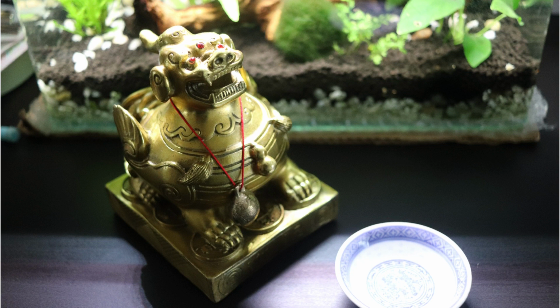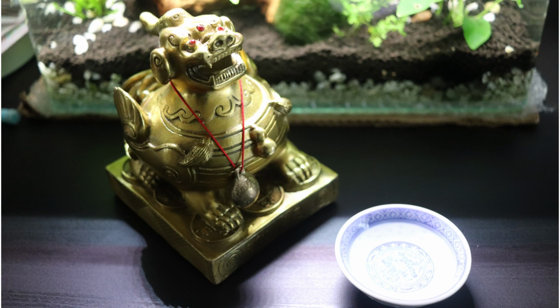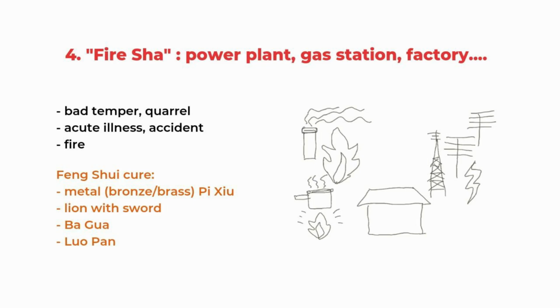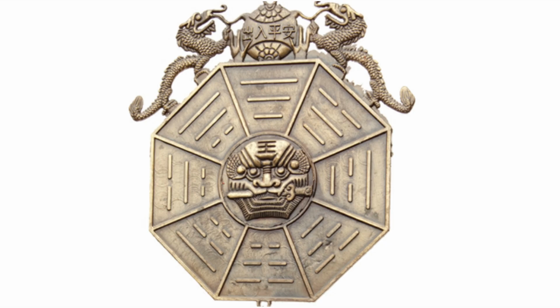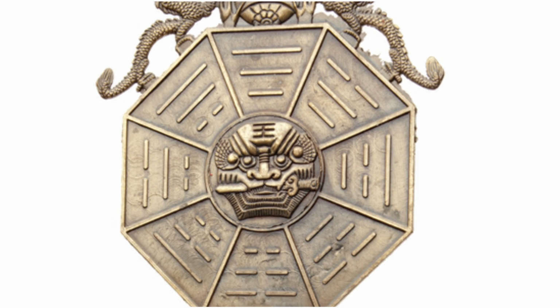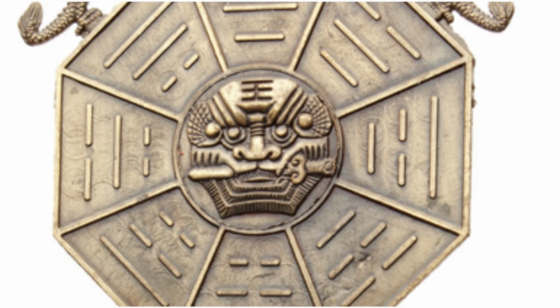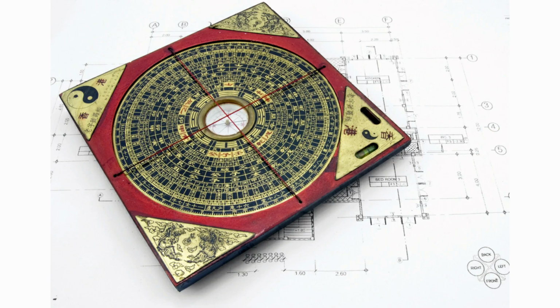And pishou, again, we said that it's a symbol of power and protection. So it will help you control the sha qi to enter your house. The number two is a lion with a sword. Again, both lion and sword are a very powerful symbol for protection. And also you can use bagua or bagua mirror or the luopan, the Chinese compass.